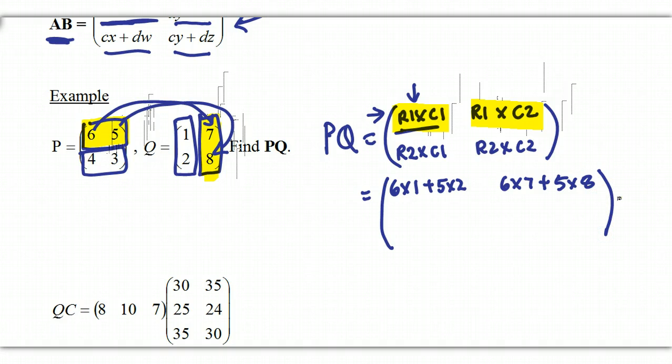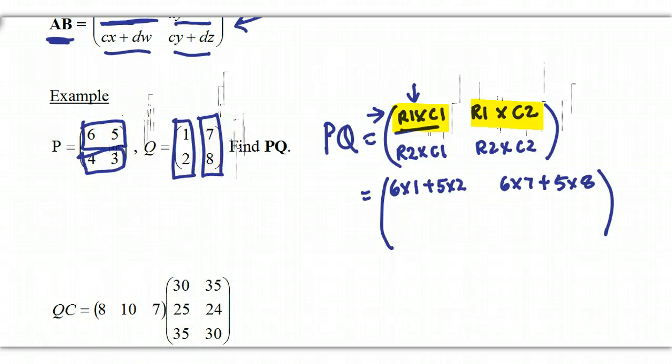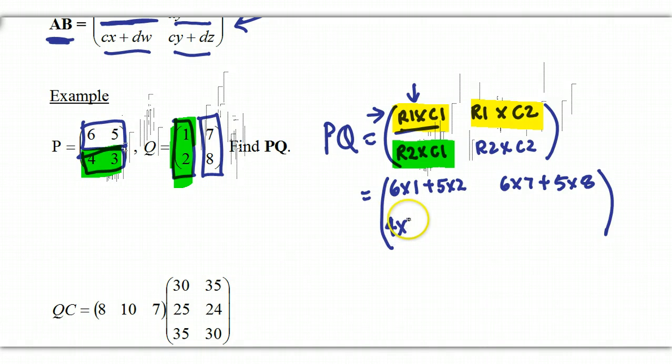Can you try the third and fourth element by yourself before you check the video again? For the third element, we want the second row times the first column. So I will highlight the second row times the first column. And looking at the elements inside, it will be 4 times 1 plus 3 times 2.